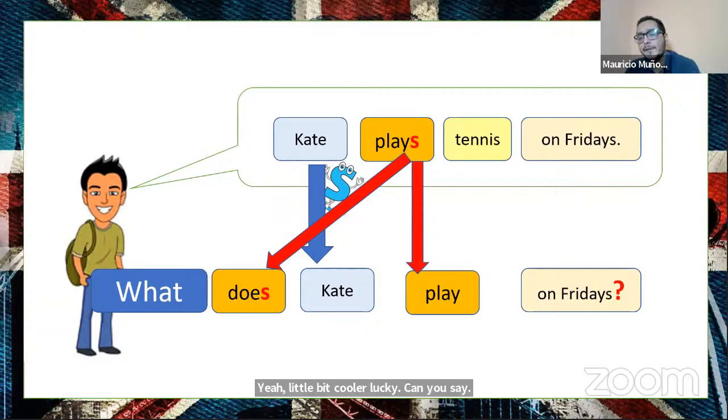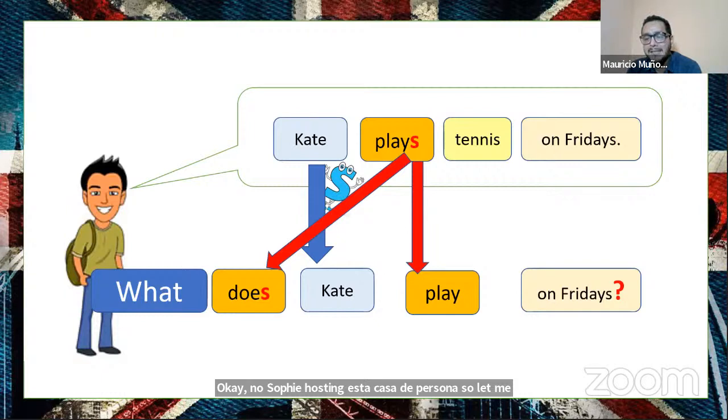La S, el sufijo desaparece. Tienen que recordar que el sufijo S en terceras personas no se va a aplicar ni en negativos ni tampoco en interrogativos. ¿Ok? Los sufijos, en este caso de terceras personas, solamente se van a aplicar en afirmativo. Alright? So keep in mind that.